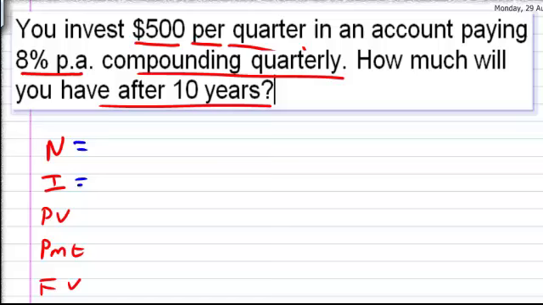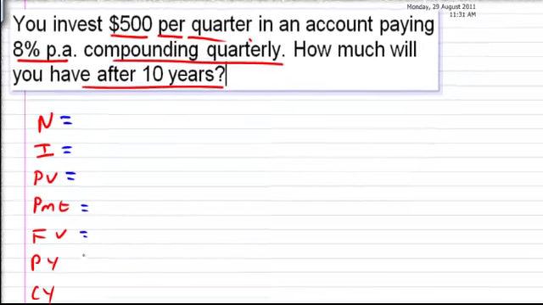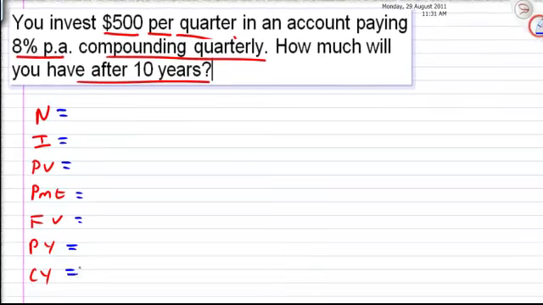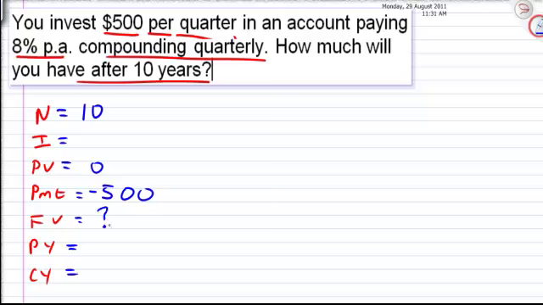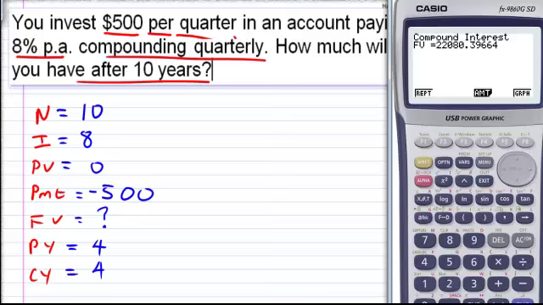Once again, we fill in what we know on the calculator, like we did before. So we've got 10 years as our time. Our payment is 500, and that's got to be negative. Our present value is 0. Future value is what we're trying to find. Our payments per year are 4, and it's compounding 4 times a year because it's compounding quarterly and your payments are quarterly, and your I is 8%. And then you enter that into your calculator. So let's have a look and see what that looks like on the calculator.